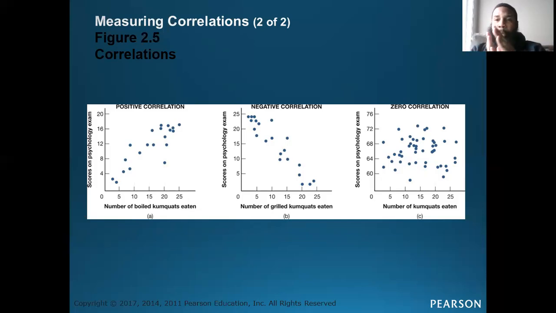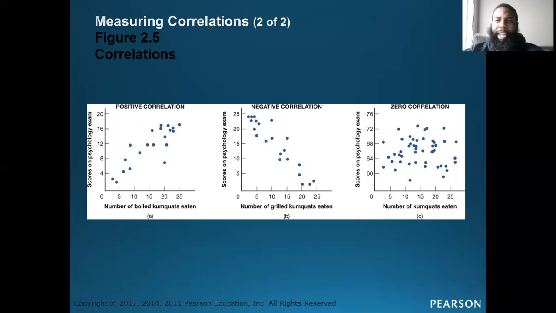As you can see, it'll be in a diagonal form. And the further you get on your x-axis, the higher that score becomes, the higher you also get on your y-axis. So the more kumquats you eat, the higher your score would be expected to be on a psychology exam. So if you ever take a psychology exam for me, be sure that you load up on kumquats first, right?